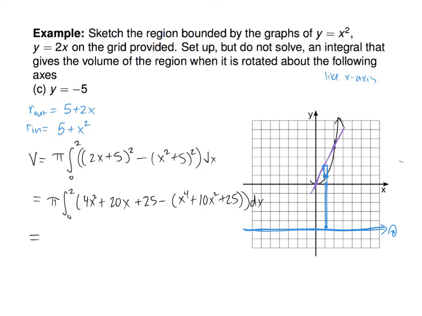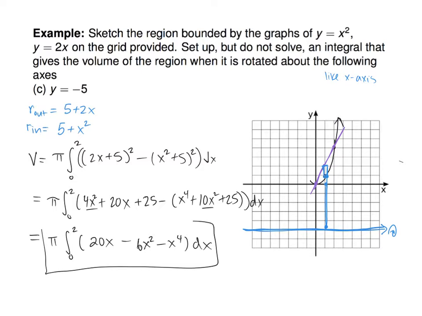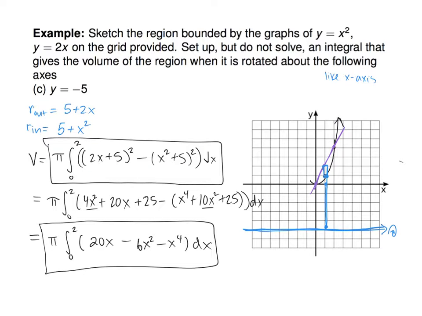And you can combine some like terms, right? The 25's cancel. You also can combine these x squareds and those x squareds, right? So we'll end up with 20x minus 6x squared minus x to the 4th. Does everybody agree with that? Because I sometimes add badly. Is that all right? So take-home quiz, we definitely want this. In-class quiz, this is where you can stop. Does that make sense? Okay.